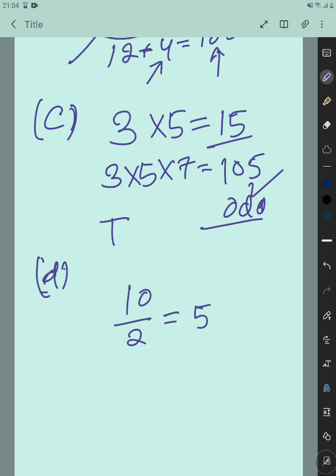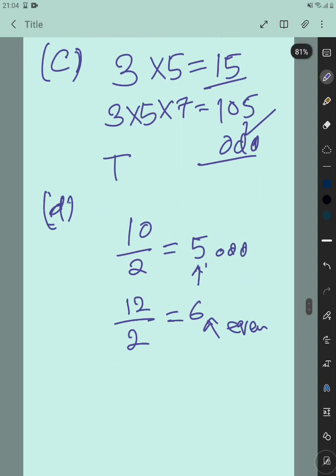So what is this? This is an odd number. What the question is saying is that this will always be odd. In one case it is odd, but let's take another number, 12 divided by 2. It is giving 6. This is an even number. So it means it will not always be odd. Sometimes it can be odd. So this is false. The statement is false.